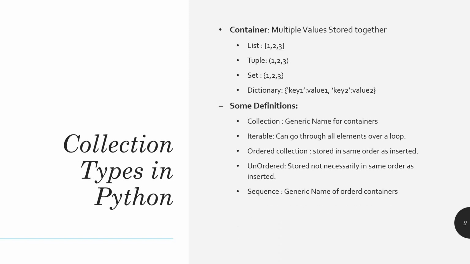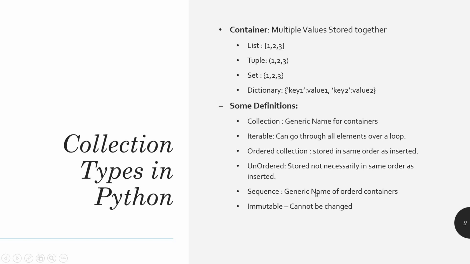Now comes the sequence. A sequence is a generic name for ordered containers. List and tuple can be called sequences. So we have seen two generic names for containers. One is collection, which is for all the containers, and the other is sequence, a generic name for ordered containers, like list and tuple, or any container where you insert the data and it is stored in the same sequence, not in some other sequence. These are known as sequence containers.